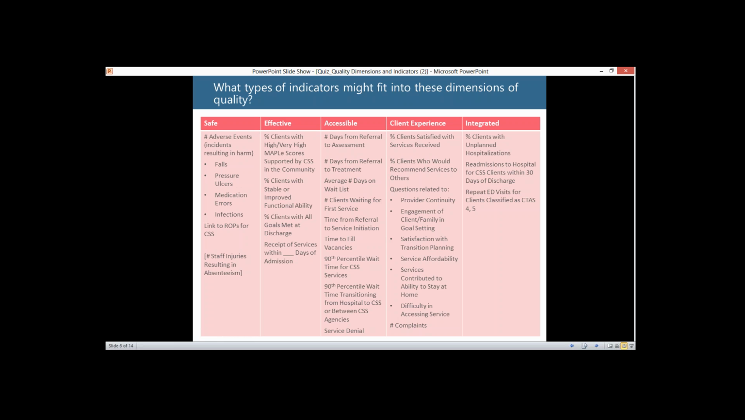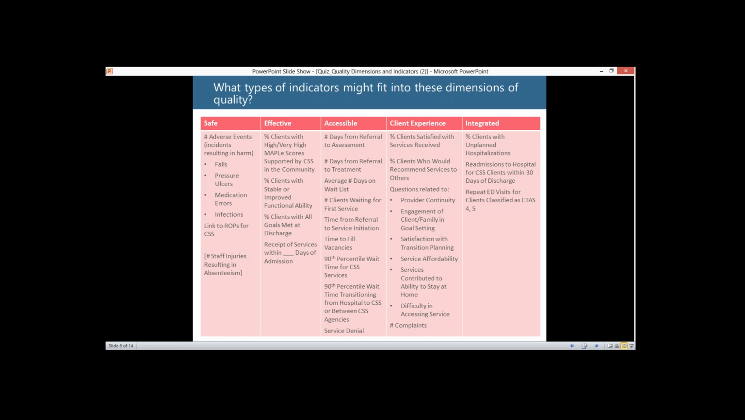Moving then to the accessible domain, really any type of indicator that counts days from one point to another point that reflect wait lists, number of days from referral to receiving treatment, number of days from referral to receiving assessment, etc., service denials, number of people on a waiting list. It's really about wait time for service, access to service.